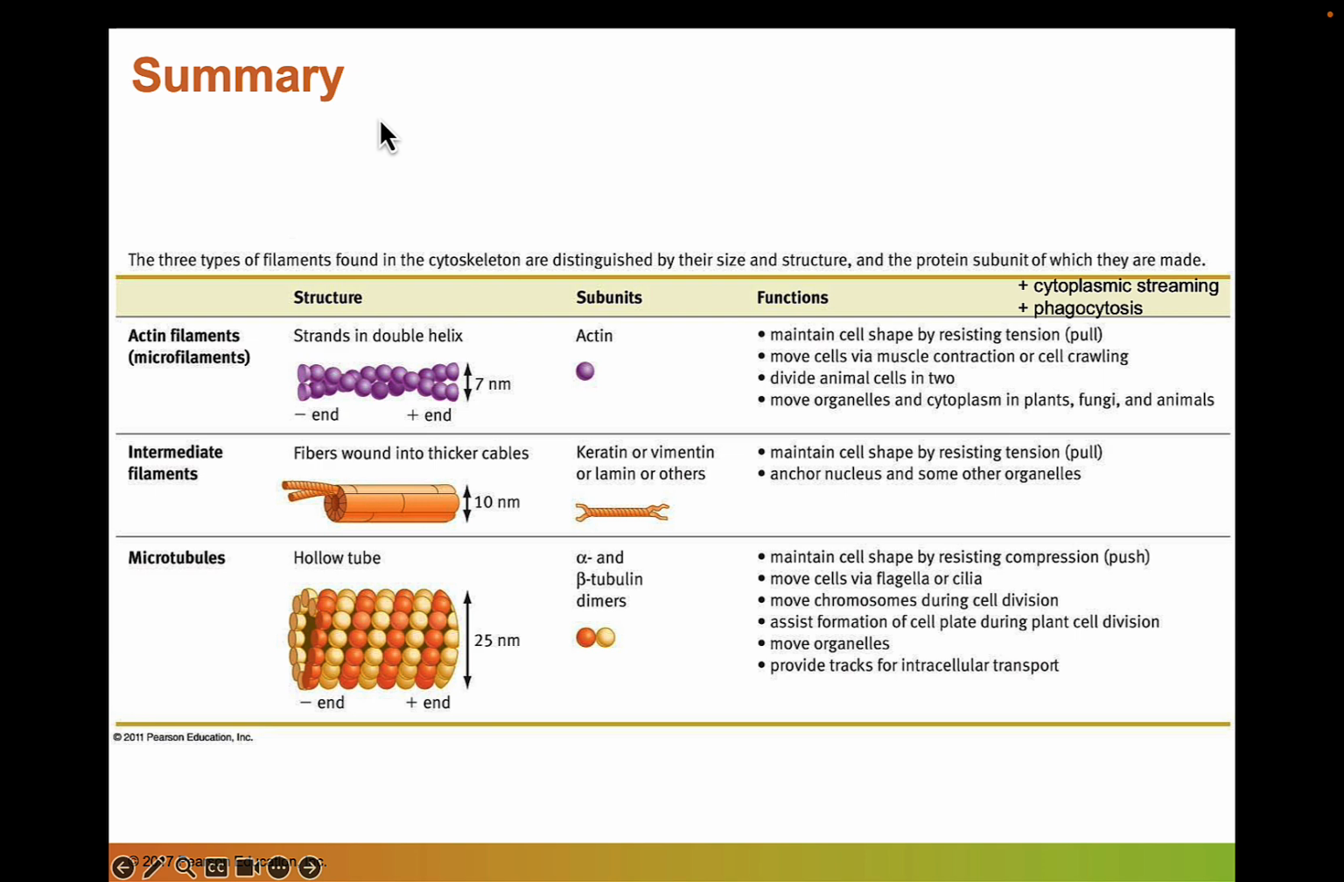So just a summary of the 3 cytoskeletal filaments. We have the actin filaments, the intermediate filaments, and the microtubules. You should know what they're made of and their various functions that they play in the cell.